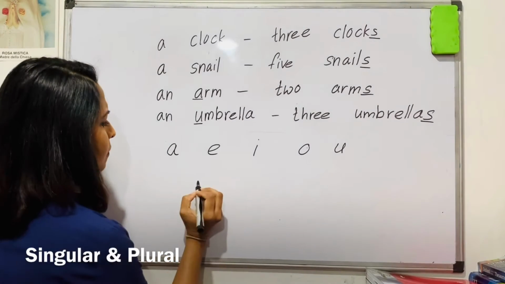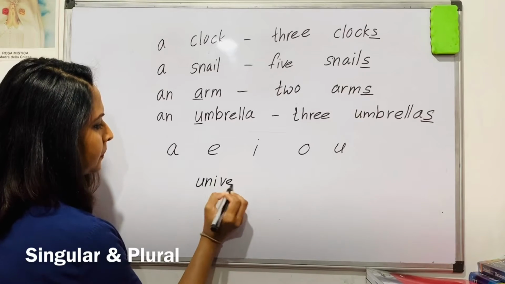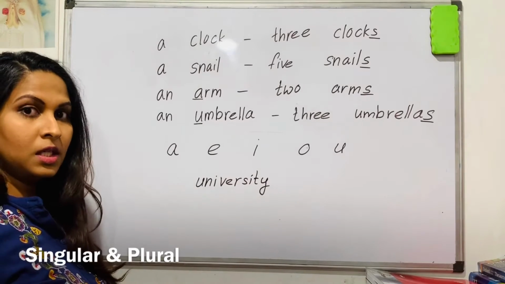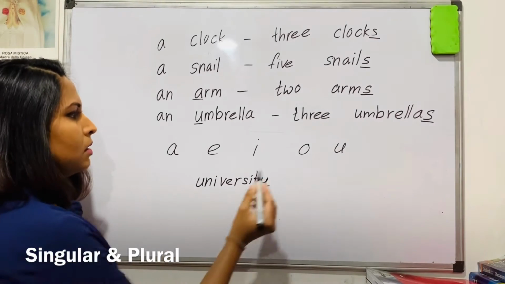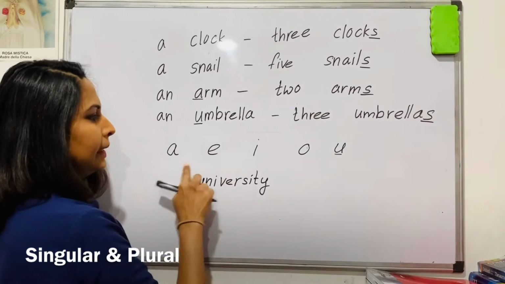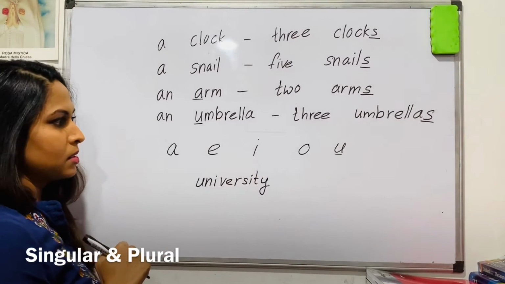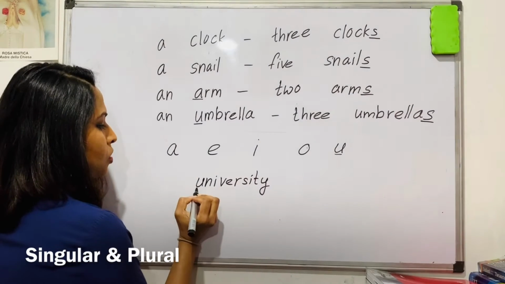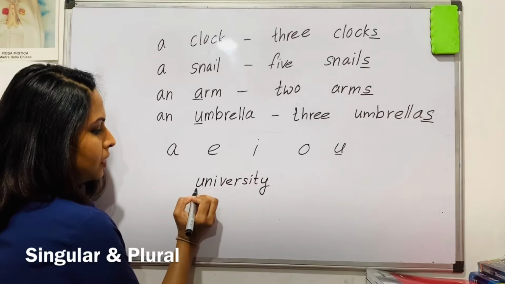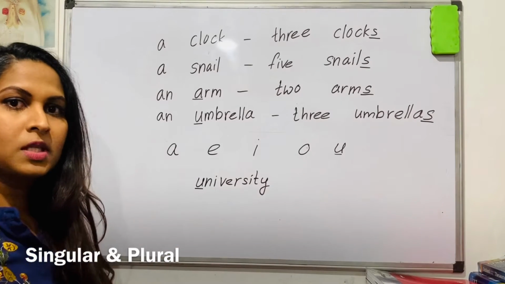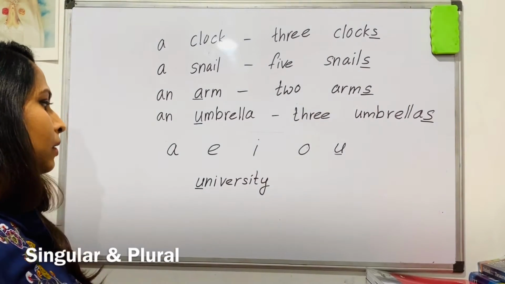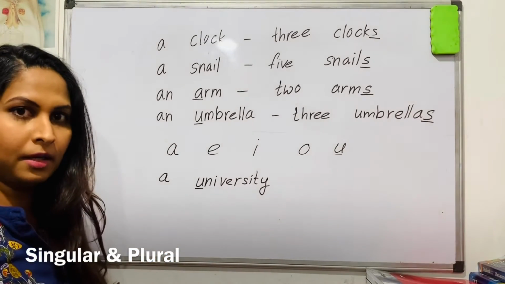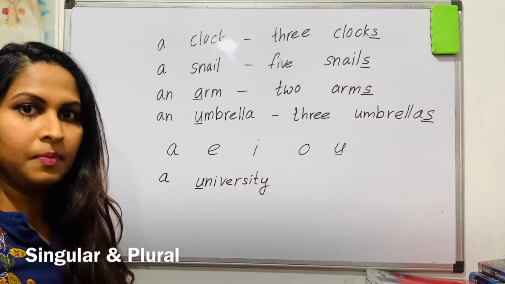But what about this word? When you say university, what's the sound there? You can see letter U in these vowels. That's why I said you think about the vowel sound but not the letter. So when you pronounce this word, we say university. The sound is U. That's why we have to use here a but not an, as the sound is U.